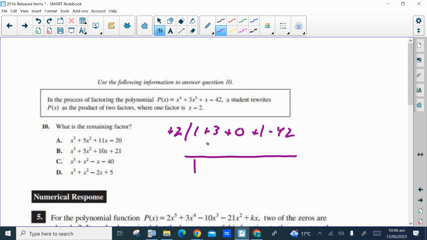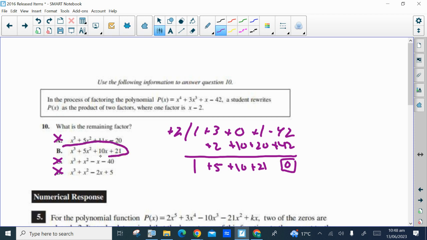1 times 2 is plus 2, and we're adding. 2 times 5 is plus 10, and we're adding. 2 times 10 is plus 20, and we're adding. 2 times 21 is plus 42, and we're adding. So these numbers give us the coefficients of the quotient, the next factor, which is 1x cubed plus 5x squared, so we can cross off C and D, plus 10x plus 21. B is the answer. Okay?